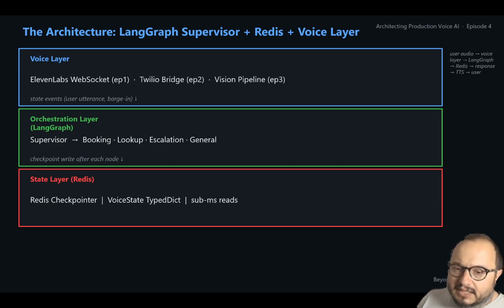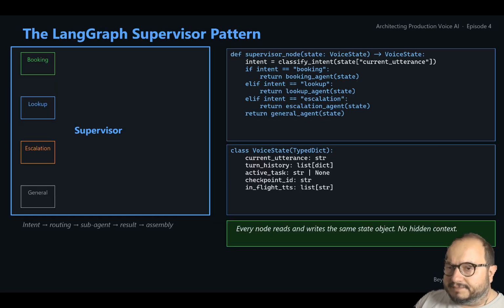3 layers. Clean interfaces. The voice layer streams audio. The orchestration layer runs the graph. Redis persists the state. Let me start with the LangGraph supervisor pattern.